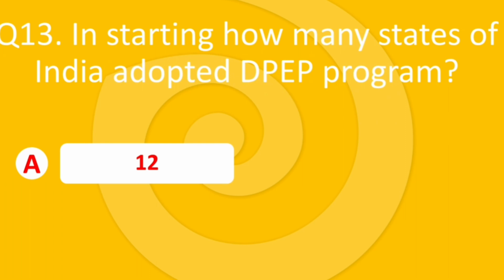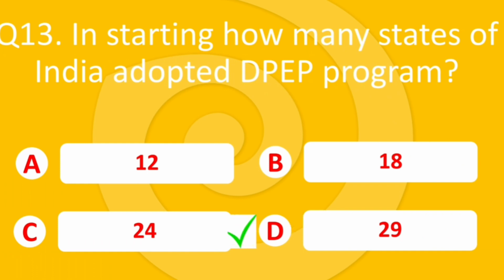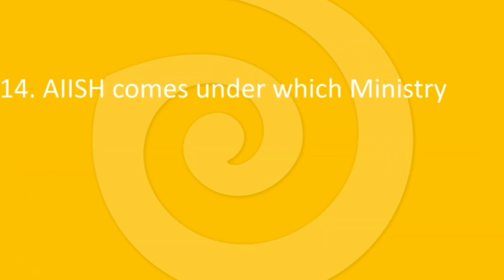Question number 13 is, in starting, how many states of India adopted DPEP program? Option A is 12, option B 18, option C 24, or option D 29. So the right answer is option C, 24.